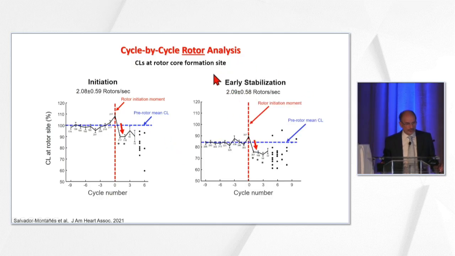Interestingly, during early stabilization, about 30 seconds later, the number of rotors did not increase significantly, still about 2 per second. However, the pre-rotor cycle length is about 10% lower than those during initiation. Therefore, there was a general acceleration of the AF. But still, at the time the rotor appears, there is an abrupt reduction in cycle length. Thereafter, the rotors last for a few cycle lengths, disappear, and as we can see in some cases, cycle lengths went back to the pre-rotor cycle lengths.